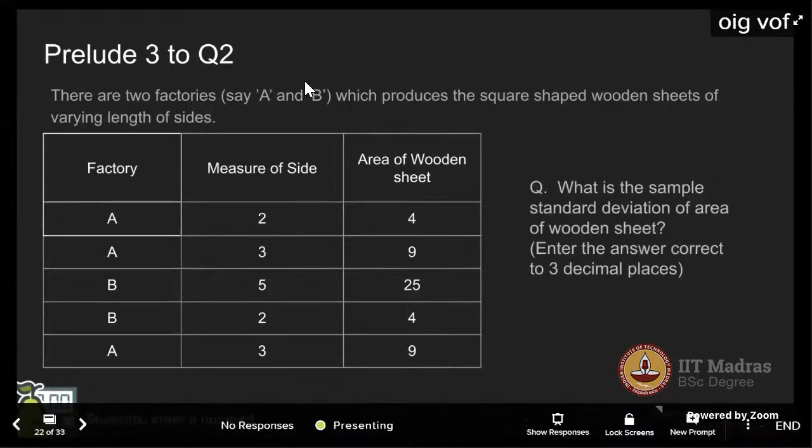Can coefficient of correlation be 0? Yeah, it can be 0.